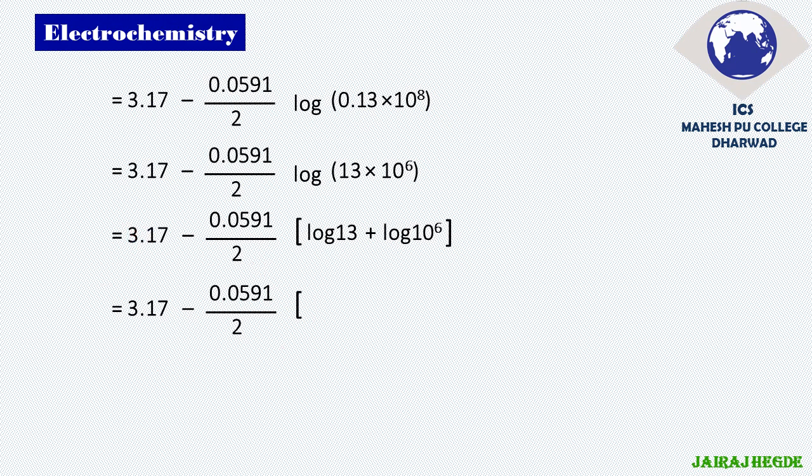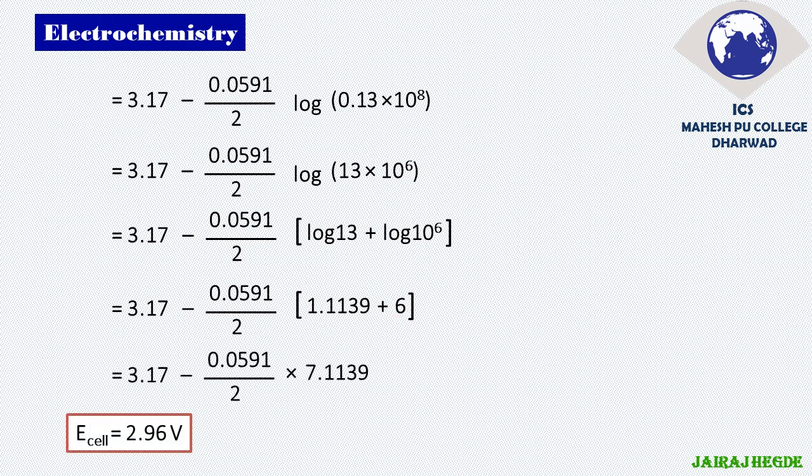Here the value of log 13 is 1.1139 and log of 10 power 6 is 6 log 10. Log 10 value is 1. Log of 10 power 6 is 6 log 10. It is in the form of log a to the power x equals x log a. So its value will be 6 into log 10, which is nothing but 6, because log 10 is 1. And if we simplify it, we'll get the value.